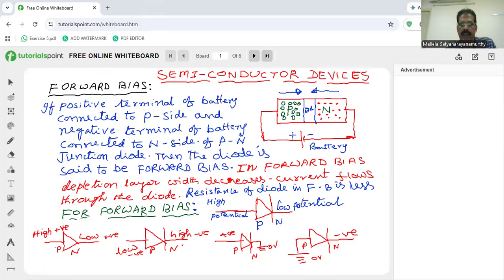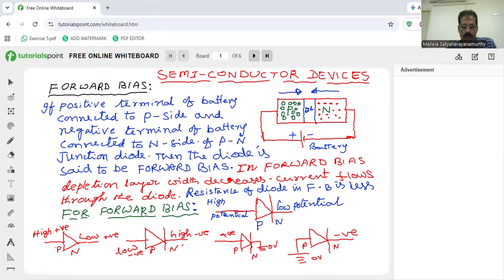Why? Because in forward bias, the holes are repelled by the positive terminal and reach the junction. Electrons are repelled by the negative terminal and reach the junction here. There the depletion layer width decreases and current flows through the diode. The resistance of the diode in forward bias is very less.